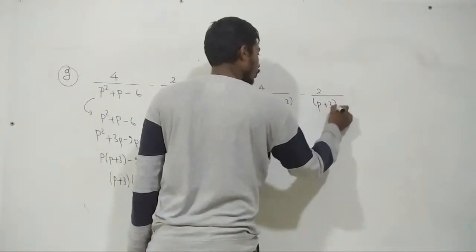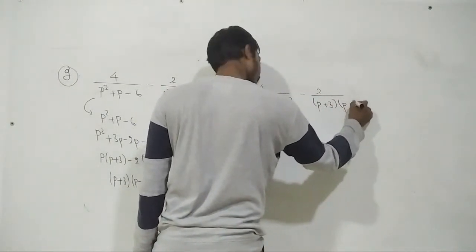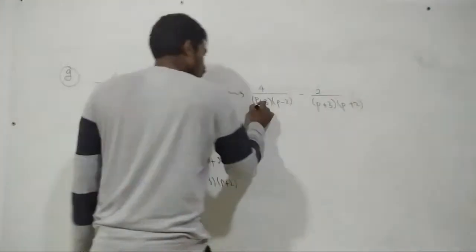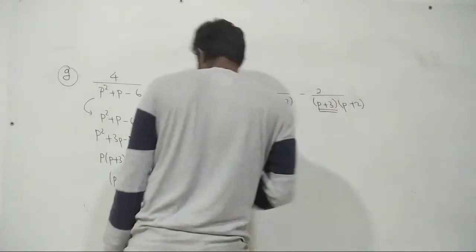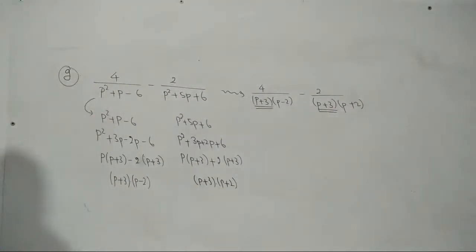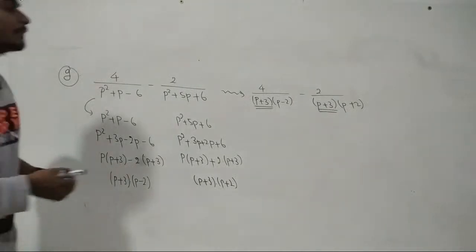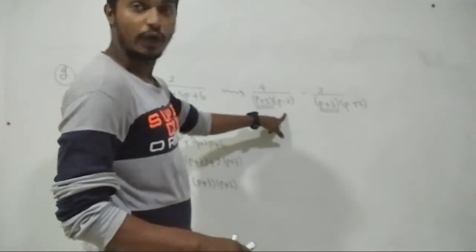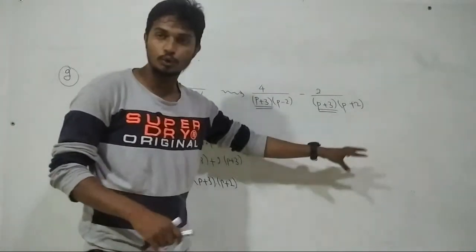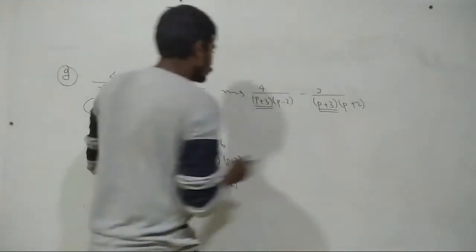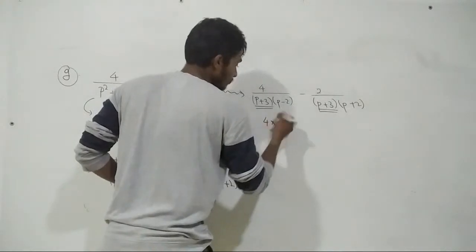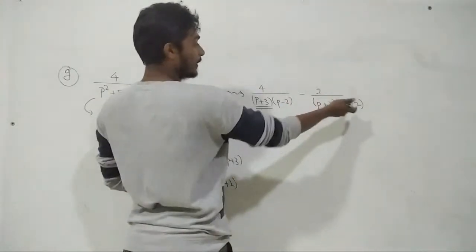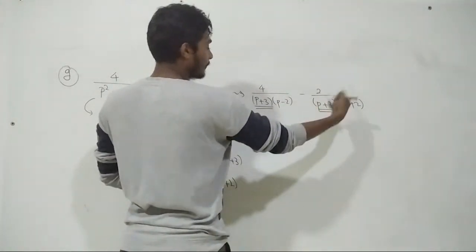So guys, for both of them, p plus 3 is common. So you have p minus 2 here additionally, and you have p plus 2 here additionally. So let's do that. You're going to have 4 over 4 into, if you multiply up and down by p plus 2, actually you need to multiply by p plus 2.